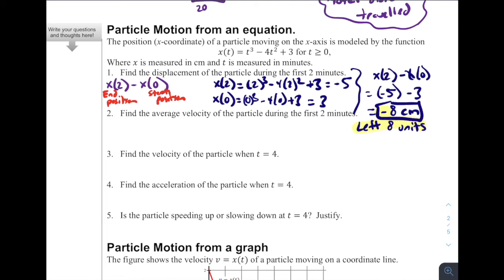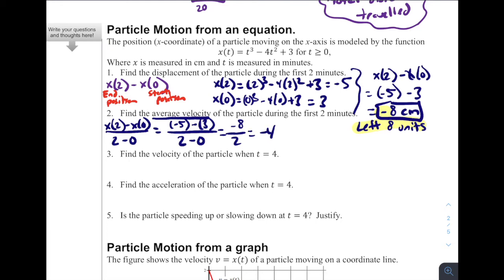All right, find the average velocity of the particle during the first 2 minutes. As we said before, the average velocity is like average rate of change. It's the slope. So it's going to be whatever x of 2 minus x of 0 divided by 2 minus 0 is. So in this case, we actually know what x of 2 minus x of 0 is. This is conveniently written. We know that that's going to be negative 5 and negative 3. So I'm going to use that information we did in part 1. We know this is negative 5 minus 3, all divided by 2 minus 0. So that looks like it's going to be negative 8 over 2, which is negative 4.